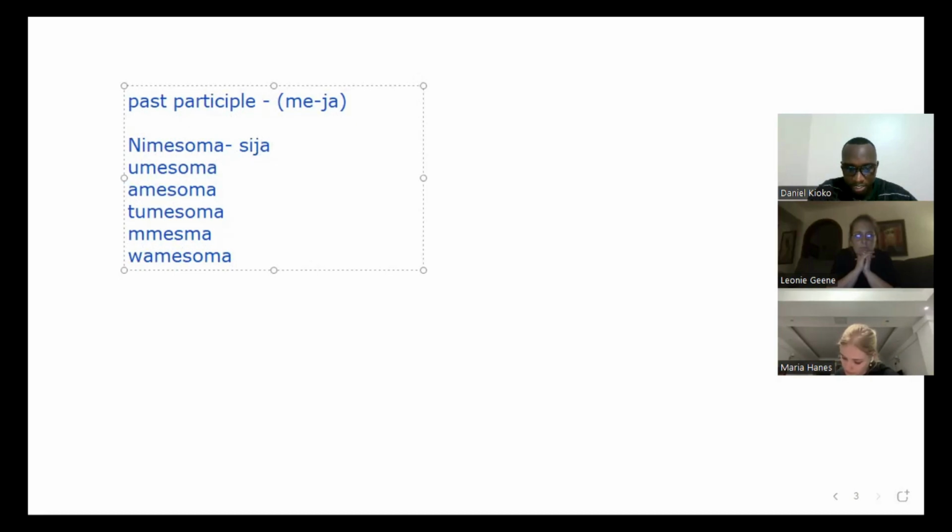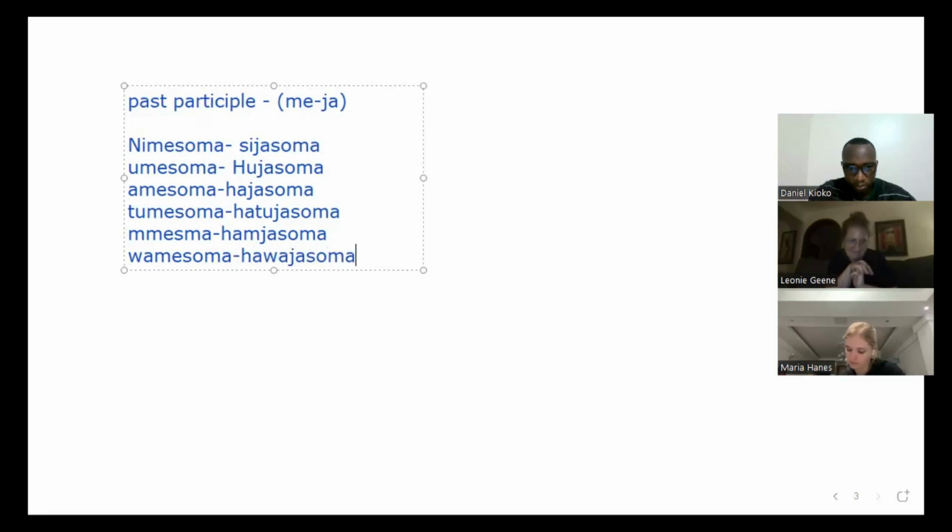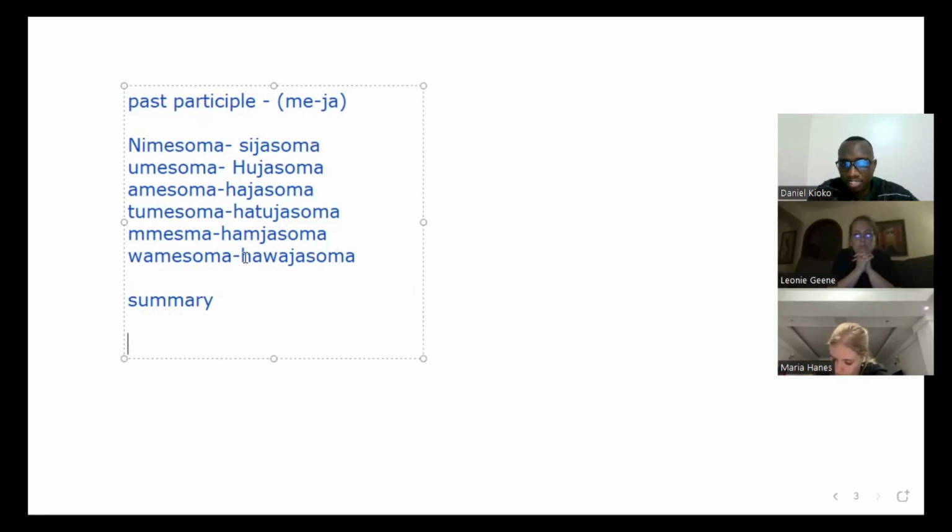And then me changes to ja, so sijasoma. Hujasoma. And then we have hajasoma, hatujasoma, hamjasoma, hawajasoma. When you look at this, it's still the same thing which we did in the past tense. The summary will be the same thing, but the difference is minus the tense marker.